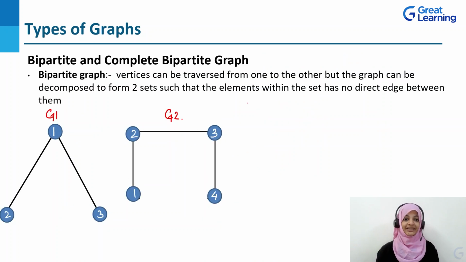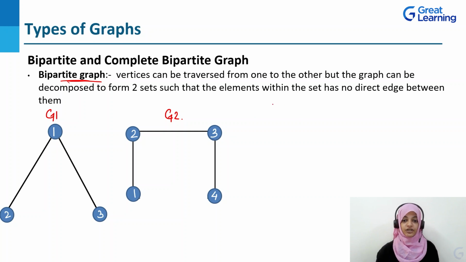Next, let's look at the last concept that we have in our types of graphs. This is the bipartite and the complete bipartite graph. Now, in order to understand what complete bipartite is, we first need to understand what a bipartite graph is. Now, a bipartite graph is one wherein the vertices can be traversed from one vertex to the other. But we can split up this particular graph into two sets of vertices such that there is no set which has a direct connectivity between them. Let me explain this further with the example of this G1 graph.